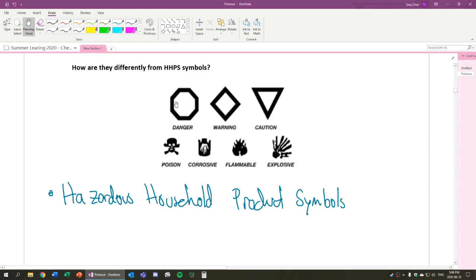So if you have, for example, an octagon with the skull and bones poison, you would say this is danger, poison, so you know that this thing is very, very poisonous to you. But if you see caution and poison, then you know it can cause some health effects to you. Same thing with explosive. If it's danger, explosive, that means it is highly explosive. But if it's caution, explosive, that means it can still explode, but not as seriously.